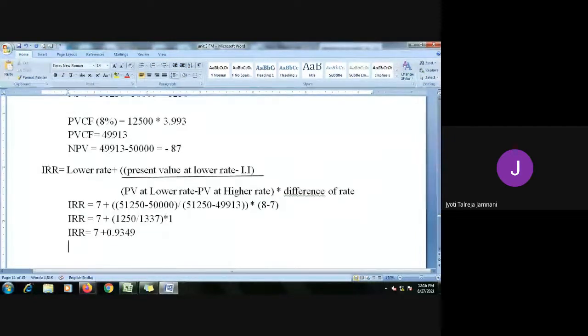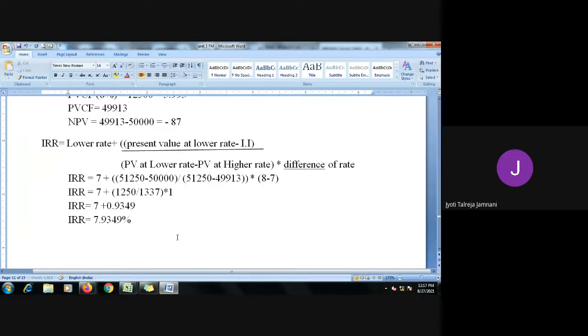So IRR will be 7.9349%. So as I had told you, the IRR is in between 7 and 8%. So it is neither 7 nor 8, it is 7.93%, at which your NPV will be equal to 0. Okay, so this was one sum.